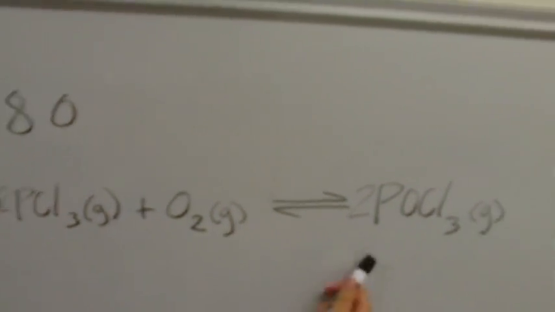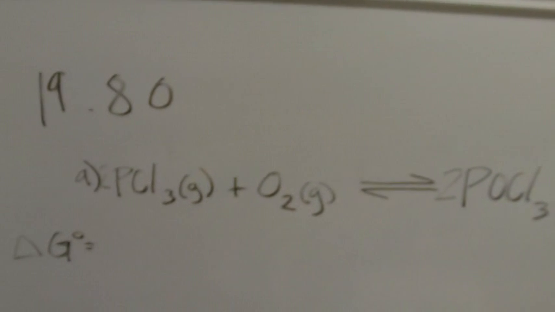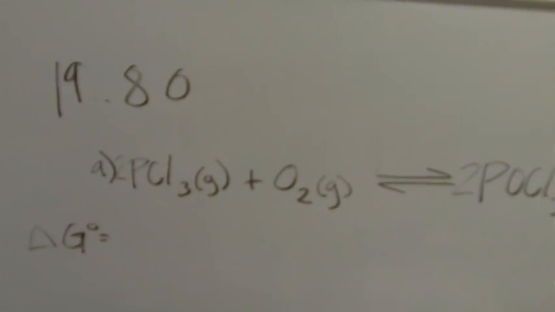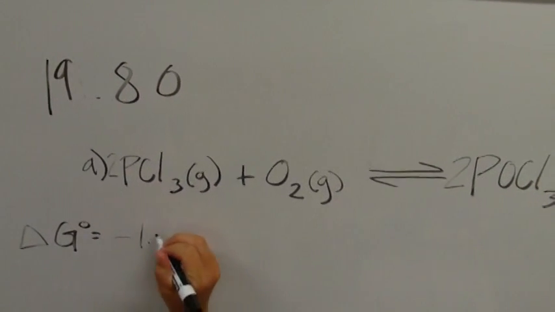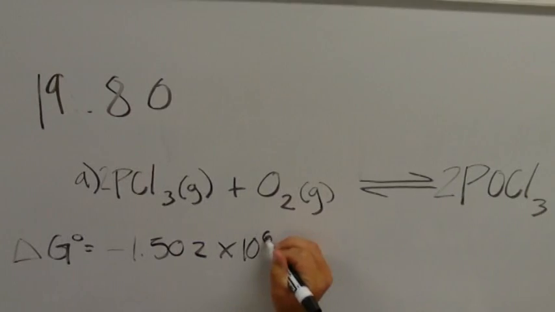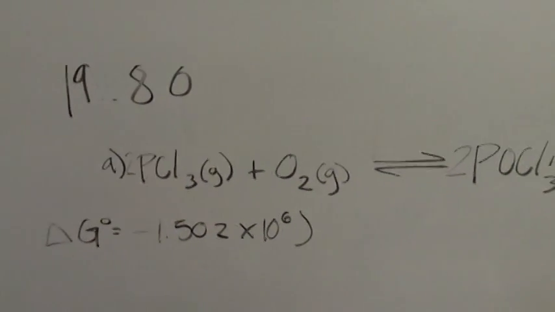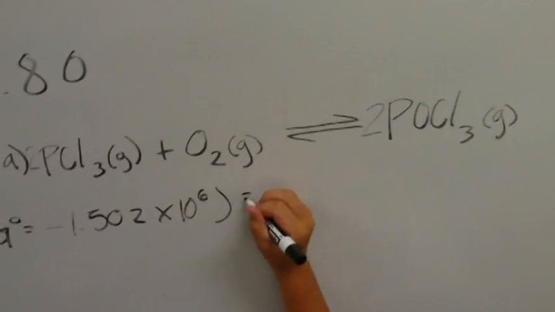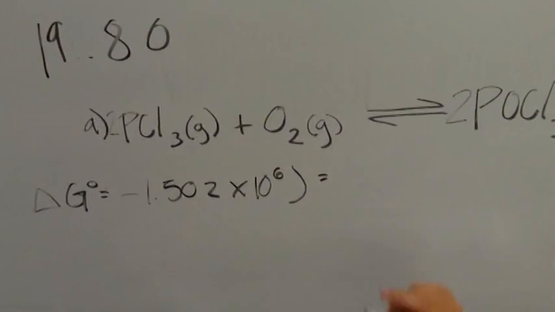Delta G of formation, products minus reactants. Straightforward. You're going to get an answer that is negative 1.502 times 10 to the 6 joules. That's great. And we know that that is equal to negative RT ln of Kp.